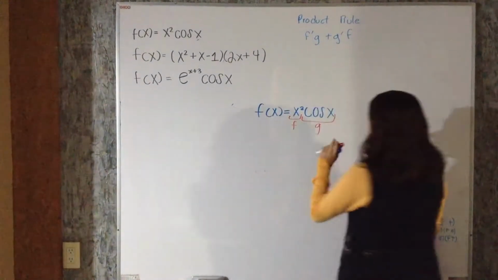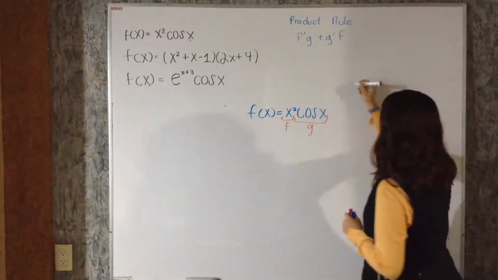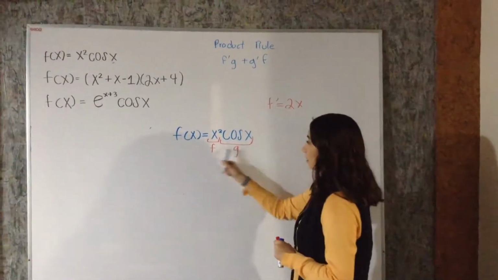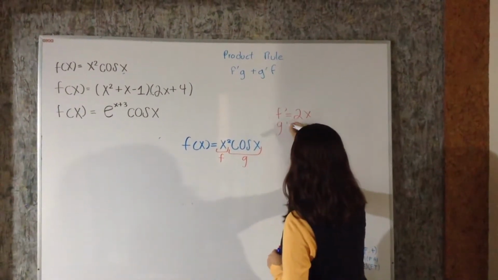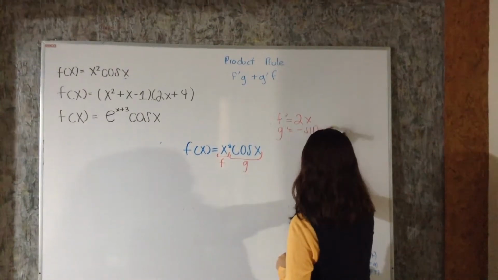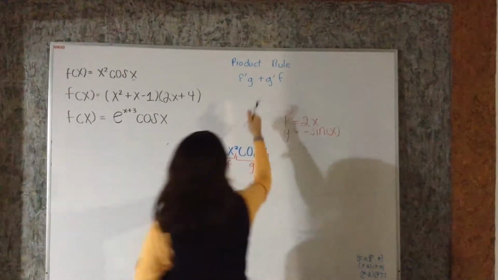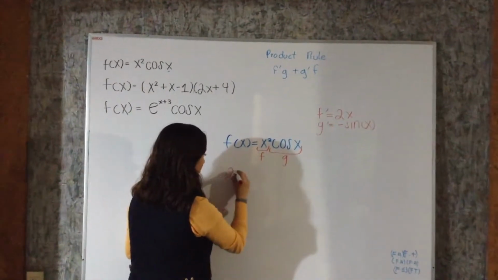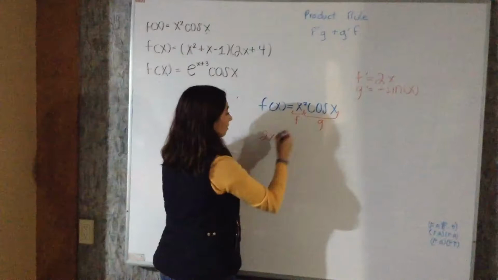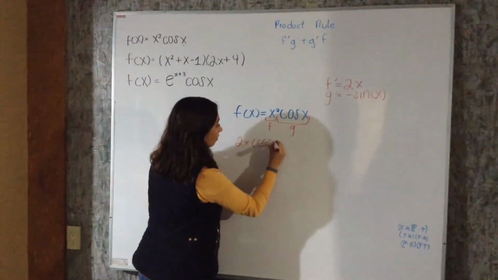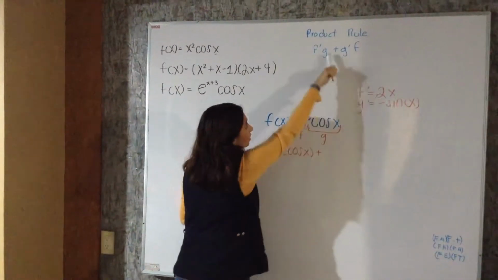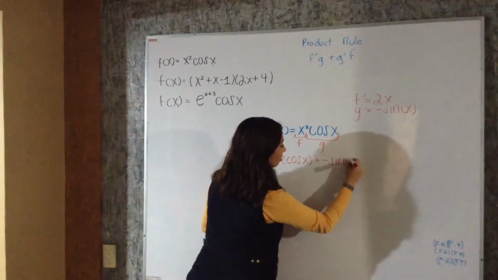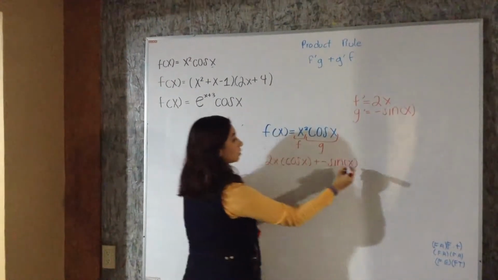We are going to solve the derivatives. The derivative of f is 2x and the derivative of g is minus sine of x. And we are going to follow the rule to solve it. First, the derivative of f multiplied by the normal function of g plus the derivative of g multiplied by the normal function of f.